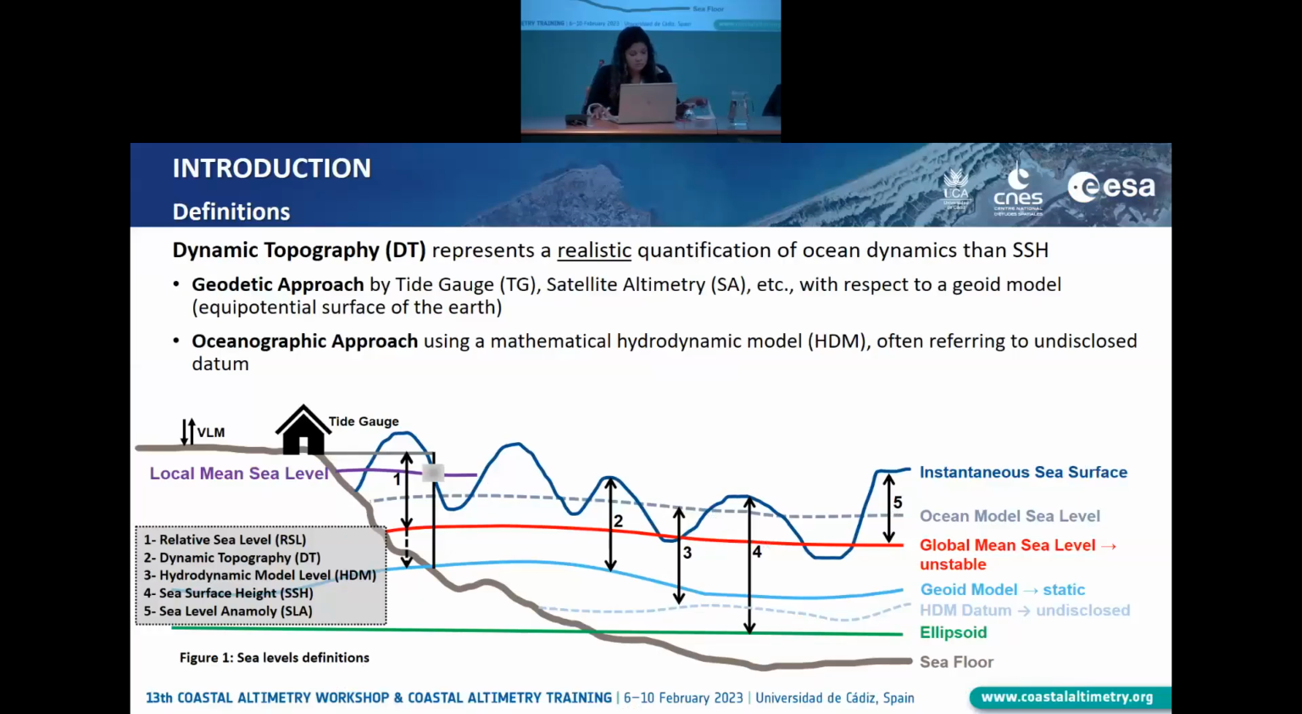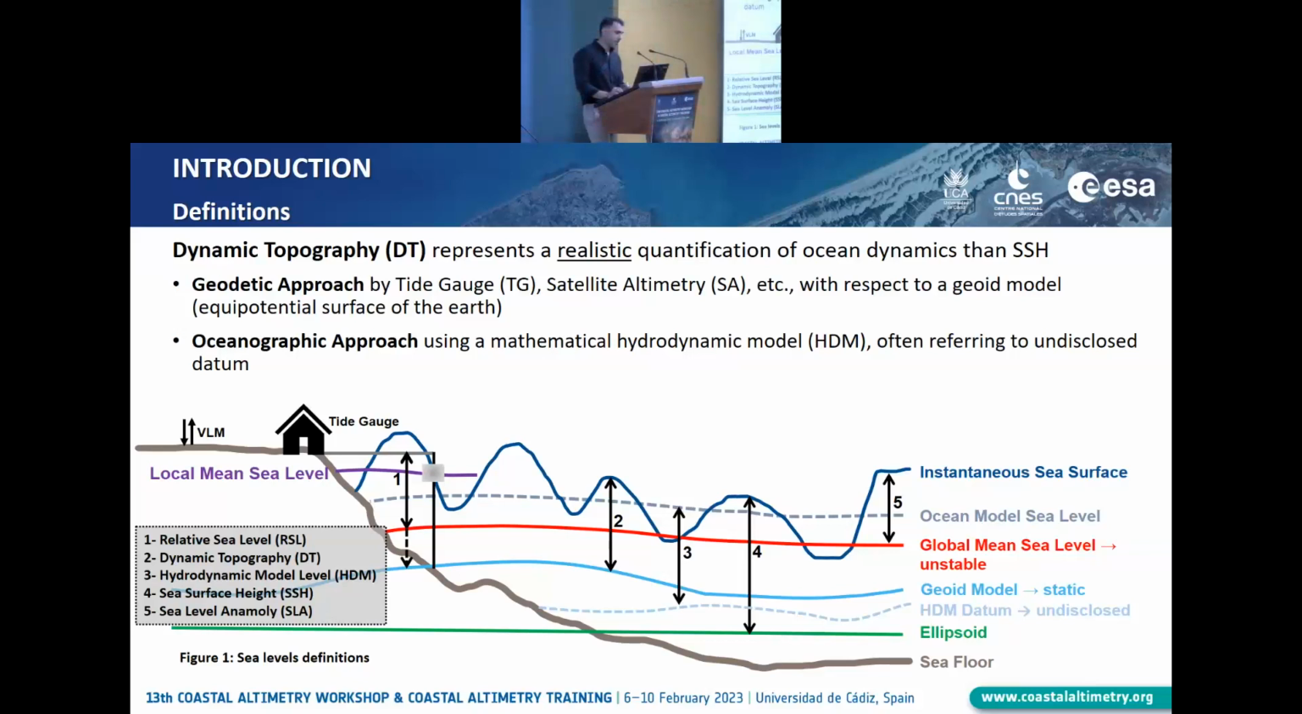To start, I start with some basic definition. Dynamic topography is the difference between the sea level and the geoid, which is a more realistic component of sea level variability rather than the sea level anomaly, which is referred to a mean sea level, which is changing during the time, that's not stable.